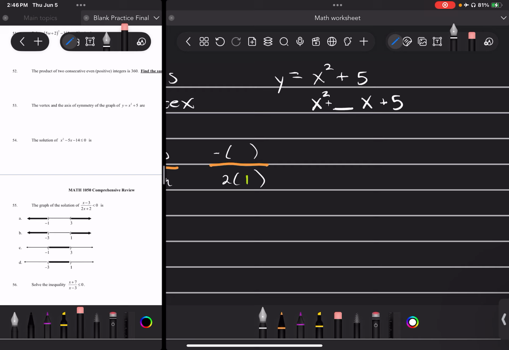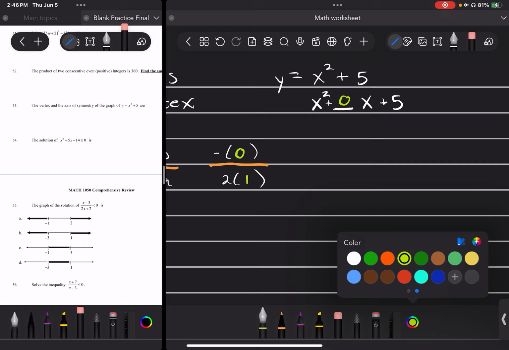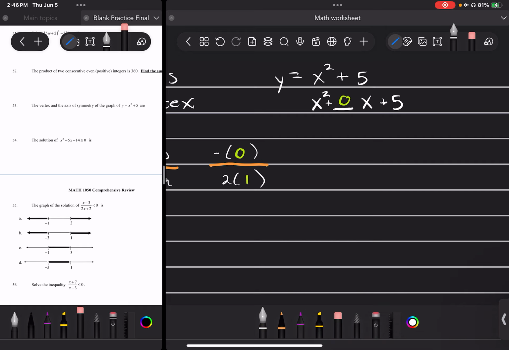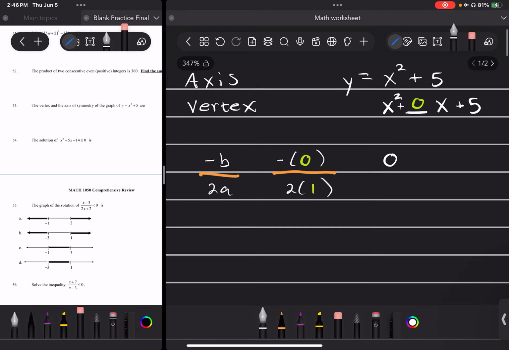How many x's did we see in the original question? The answer is none. We didn't see any. So 0x is what would go in that middle spot. And if we think about it, that makes sense, because x squared, nothing, plus 5 would be the same thing. So we're going to put the 0 in here. And this simply solves to 0, because if there's nothing over 2, you have nothing. Which means our axis of symmetry is 0.